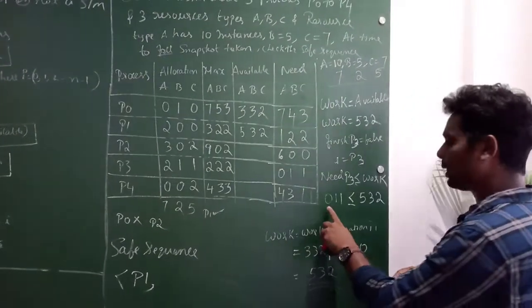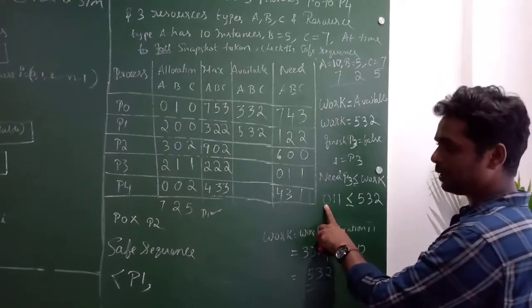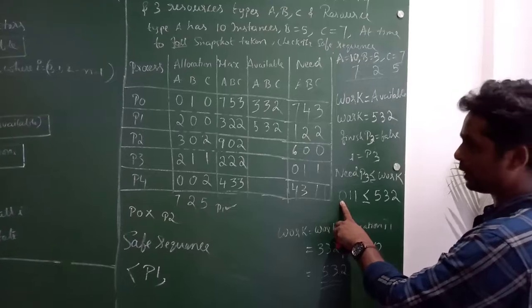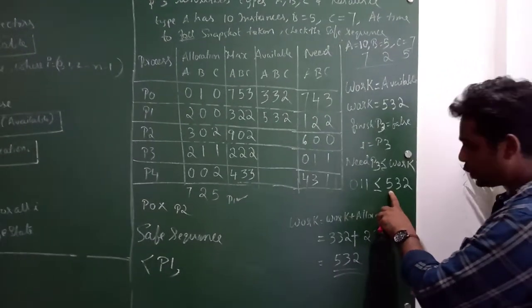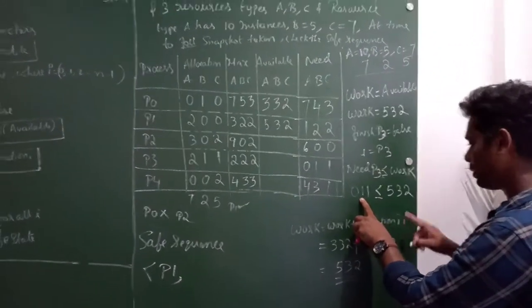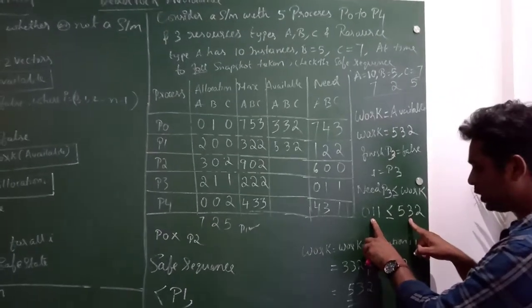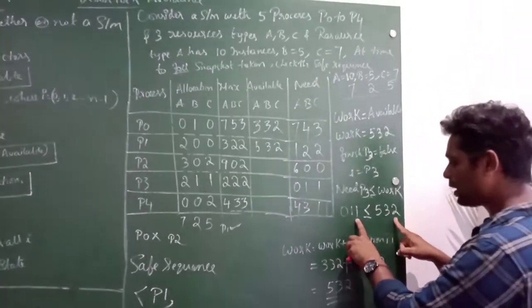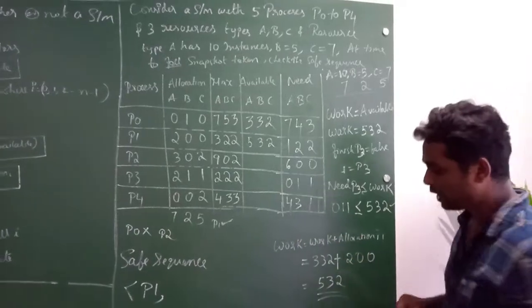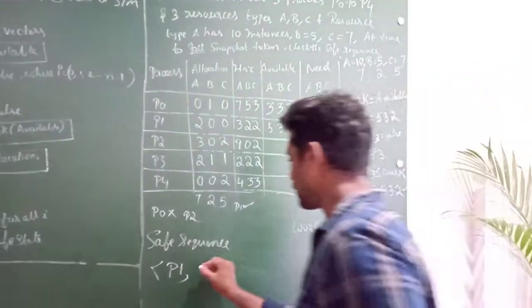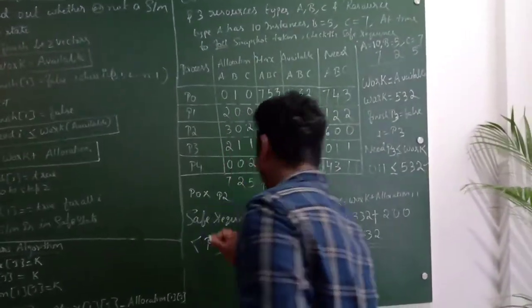Okay, P3, maximum how many instances of A does it need? Already allocated 0, it is. 0 less than or equal to 5, true. B is 1, but available is 3. 1 less than or equal to 3, true. 1 less than or equal to 2, it is true. So the next process to execute is P3.